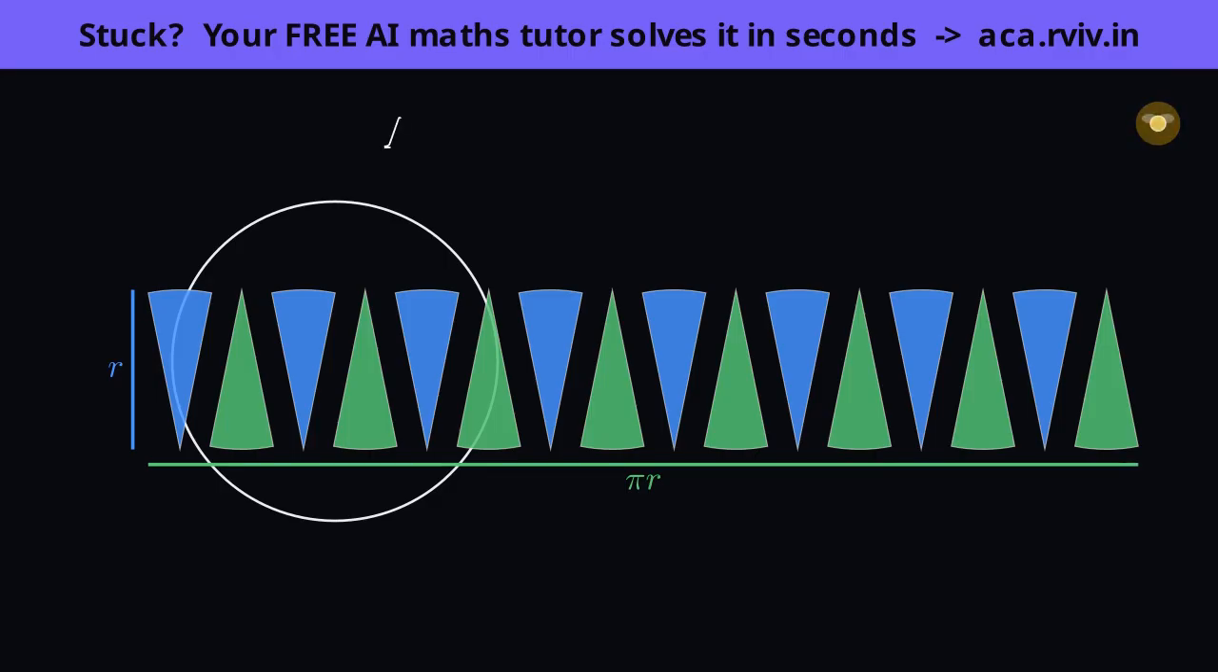And a rectangle's area we've known forever, it's just width times height. So multiply the width, pi r, by the height, r, pi r times r, and there it is, pi r squared. That's the whole mystery solved.